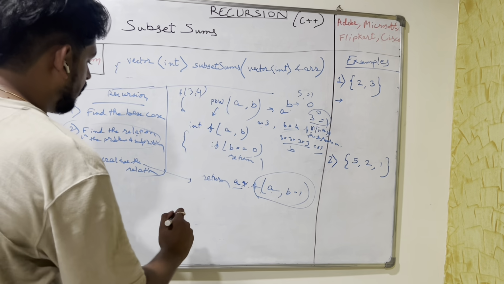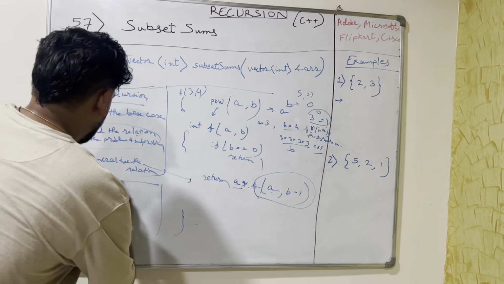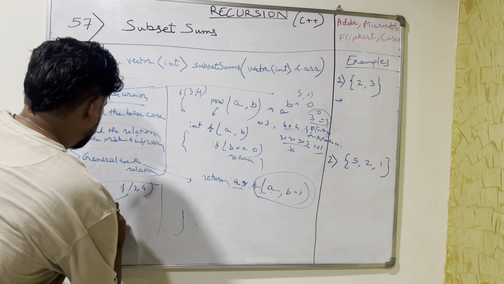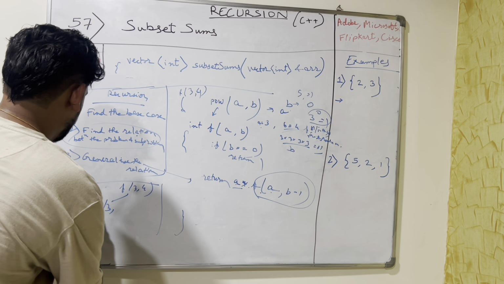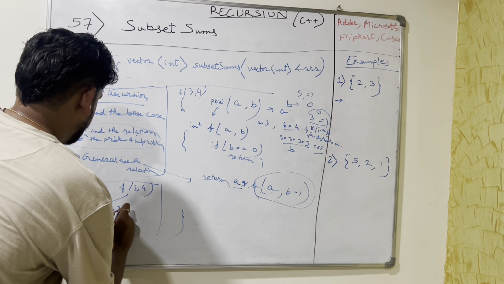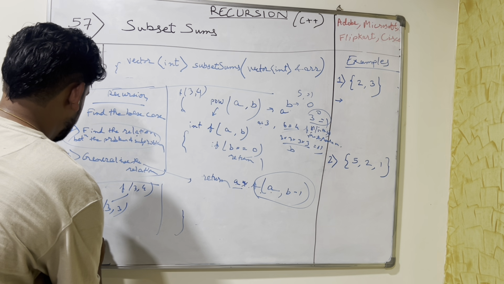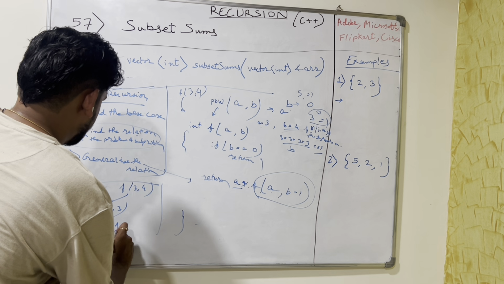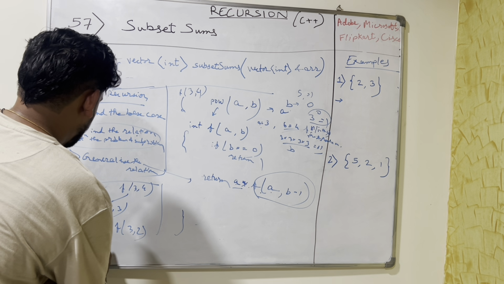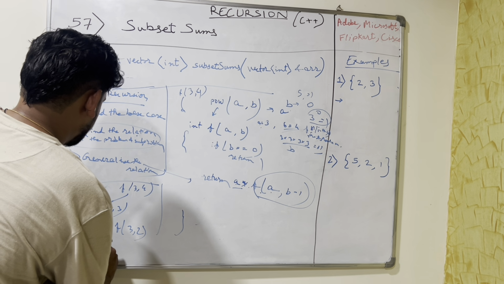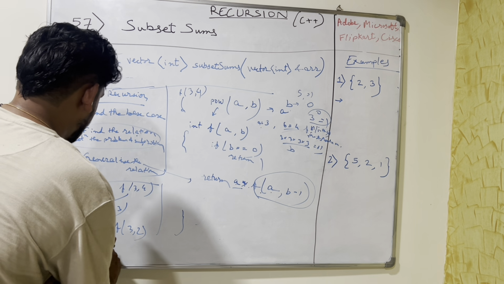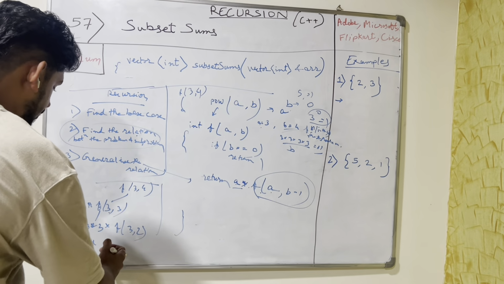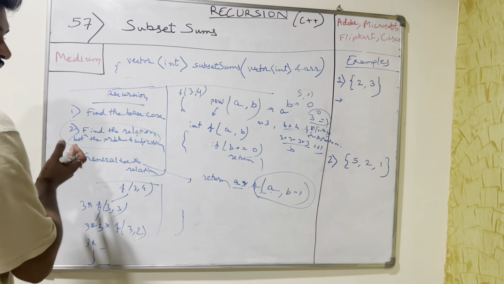So for 3, 4, how would the stack space be? First 3 into f(3, 3). Then 3 into f(3, 2), and then this will return again 3 into f(3, 1). That way there will be 3 into 3 into 3 into 3. So 81. Finally this will be returning 81.